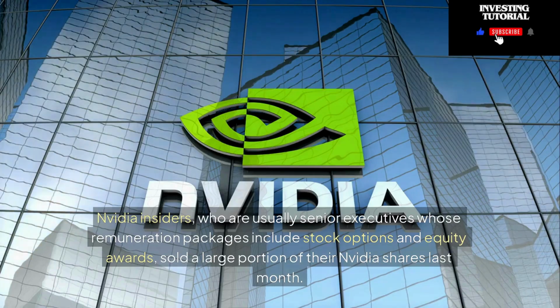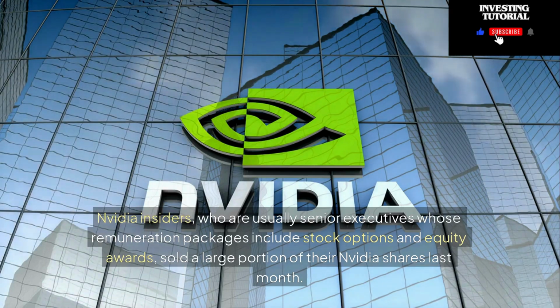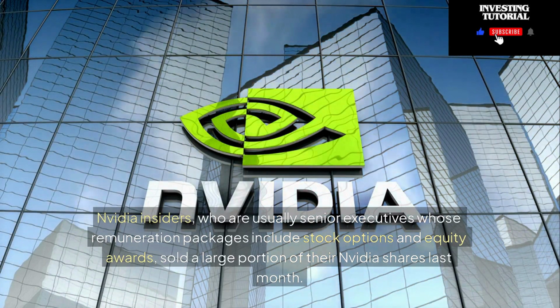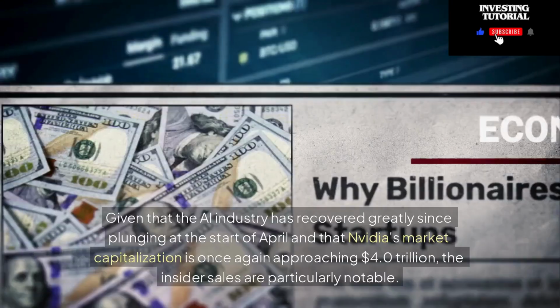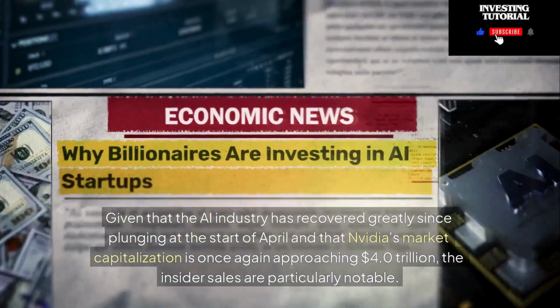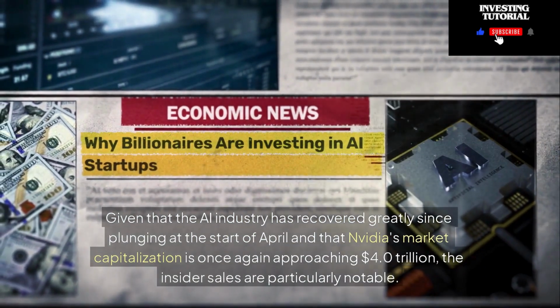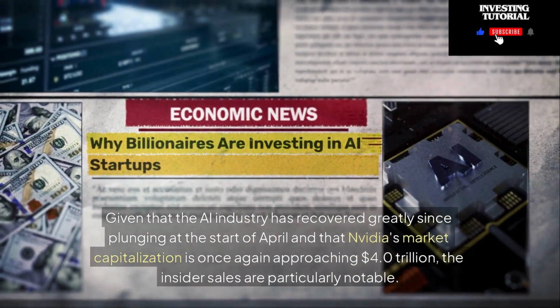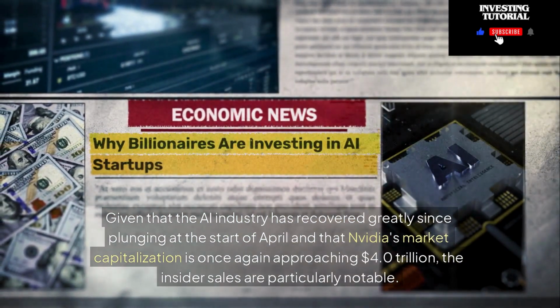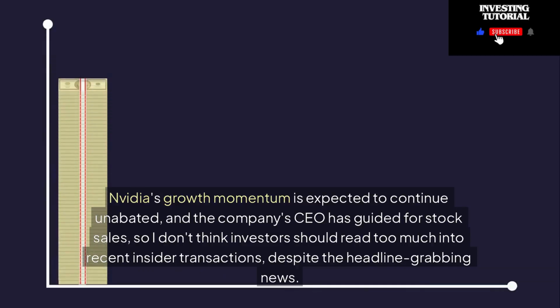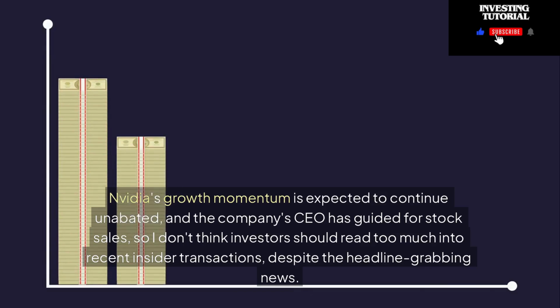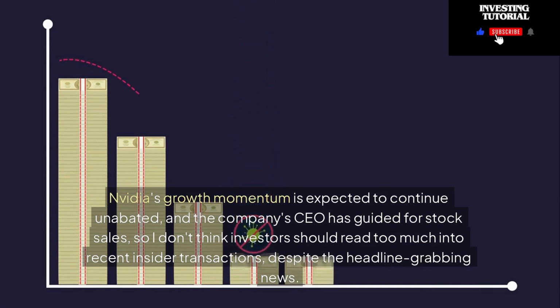Thank you, Rick. Nvidia insiders, who are usually senior executives whose remuneration packages include stock options and equity awards, sold a large portion of their Nvidia shares last month. Given that the AI industry has recovered greatly since plunging at the start of April, and that Nvidia's market capitalization is once again approaching $4.0 trillion, the insider sales are particularly notable. Nvidia's growth momentum is expected to continue unabated, and the company's CEO has guided for stock sales, so I don't think investors should read too much into recent insider transactions, despite the headline-grabbing news.